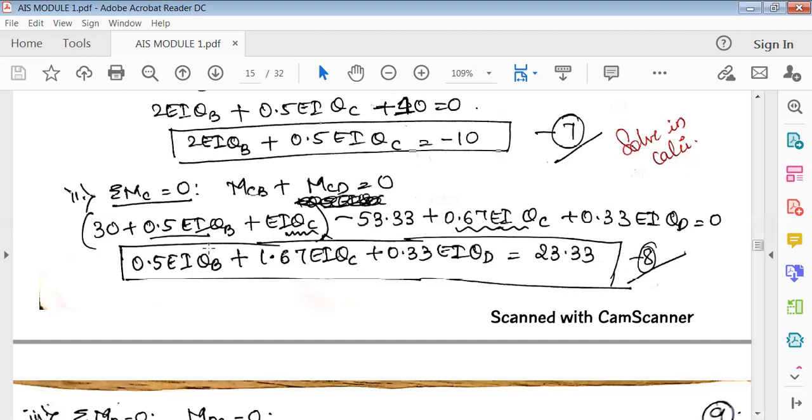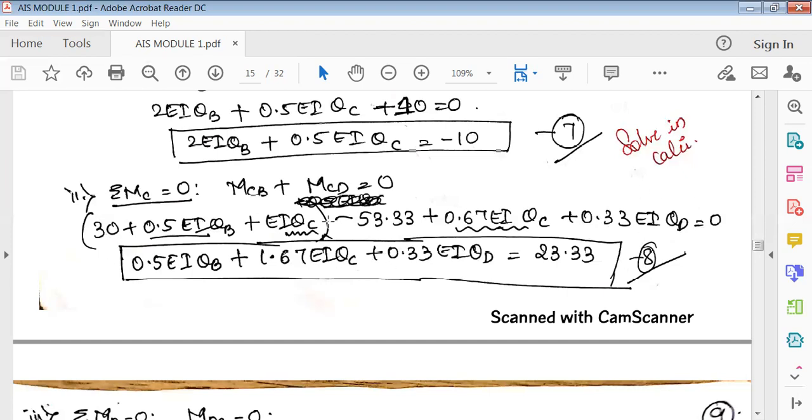All right, so now this would be EI theta B, this first one. There is only one theta B here, so we'll write this here. The theta C value, you can see here, EI theta C is 1 here. And there is one more here, 0.67 EI theta C. So you have to add both of these. You can just mark it like this. So when you add both of these, there should be 1.67 EI theta C. Then plus, there is one more term here, 0.33 EI theta D.